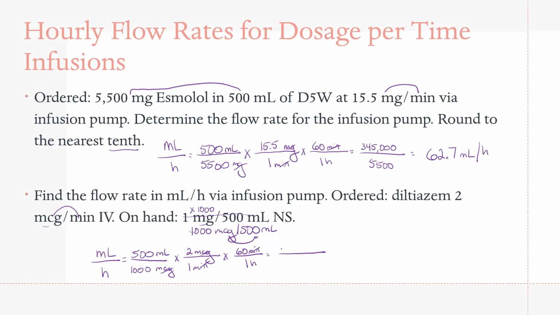Double check by canceling. Got 1,000 on the bottom. Oh, and I converted the other way. So again, it doesn't matter which way you convert. I converted it the other way on my paper. And then I got 60,000 divided by 1,000 gives you 60 milliliters per hour. Okay, two more.